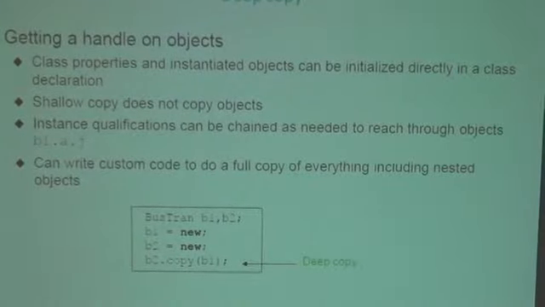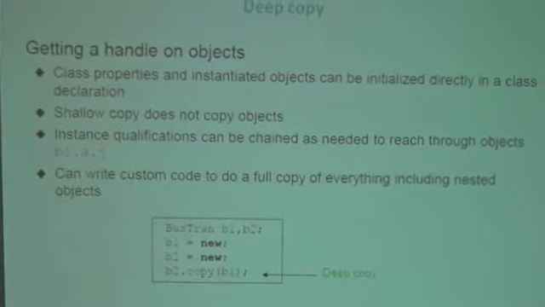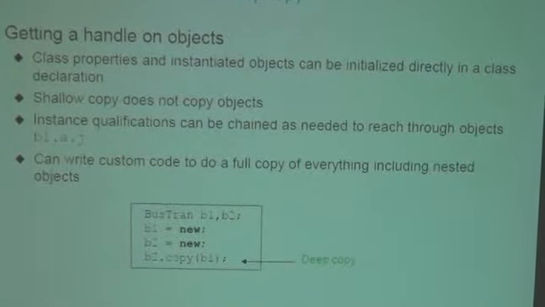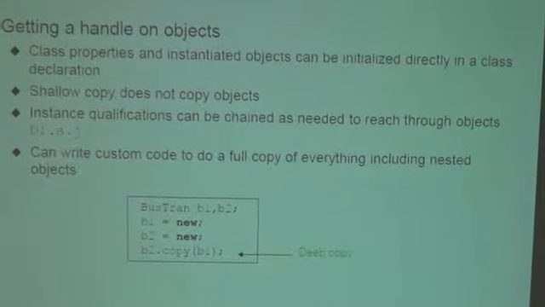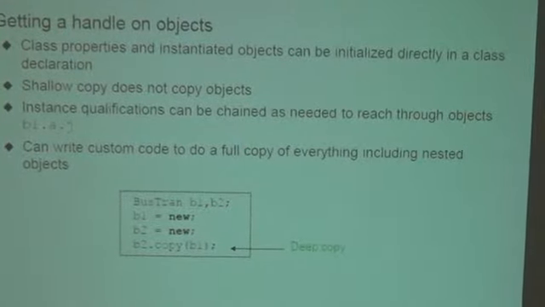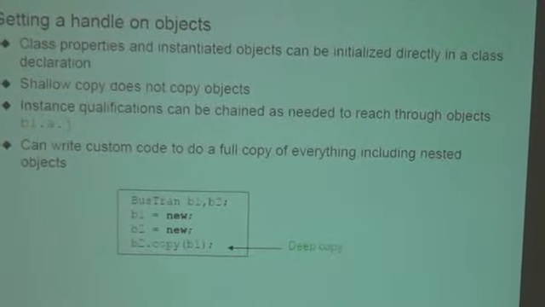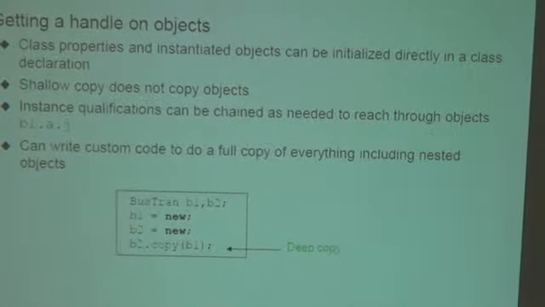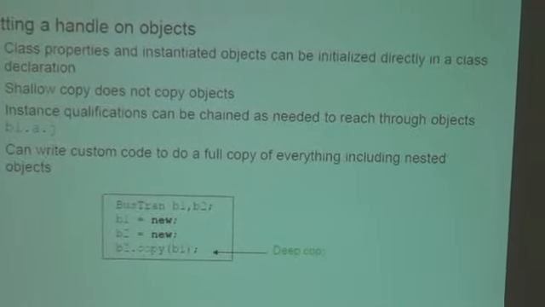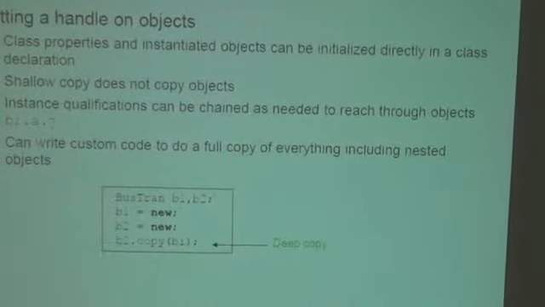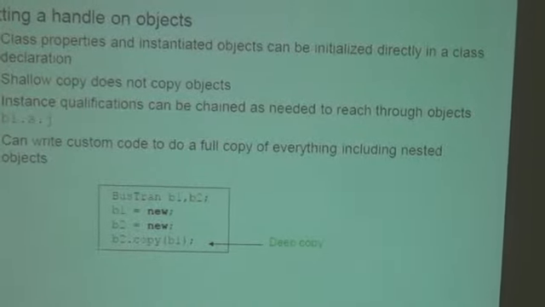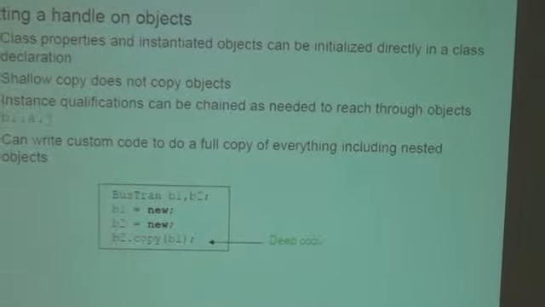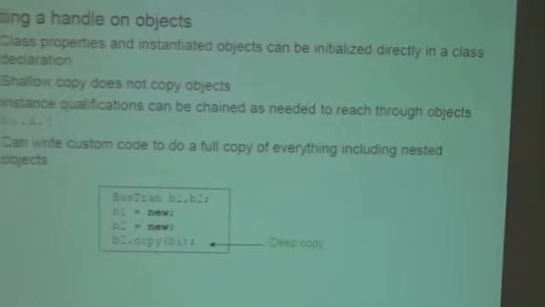Deep copy can be explained with the above 4 steps. We know that classes can have class properties and instantiated objects. In the before example, we have seen that class B consists of some property i and an instantiated object, that is class A, represented as capital A and small a equal to new. In this way we have instantiated the object of small a in class B.